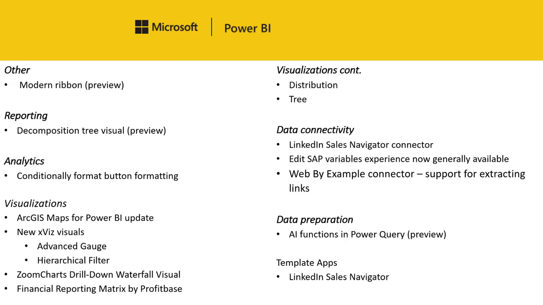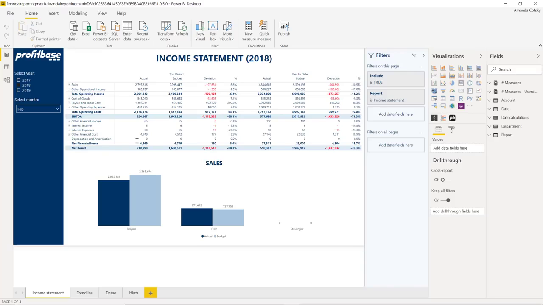Next up is the financial reporting matrix by Profitbase. This visual is geared towards easily building financial reports with a matrix with many of the formatting options you'd expect from a financial report. Switching over to the sample, you'll be able to see a lot of those customizations. You have full control over what subtotals and grand totals look like. You can set conditional formatting for the visual. You also have control over line styles, and you can even do things like sticky rows and sticky columns.